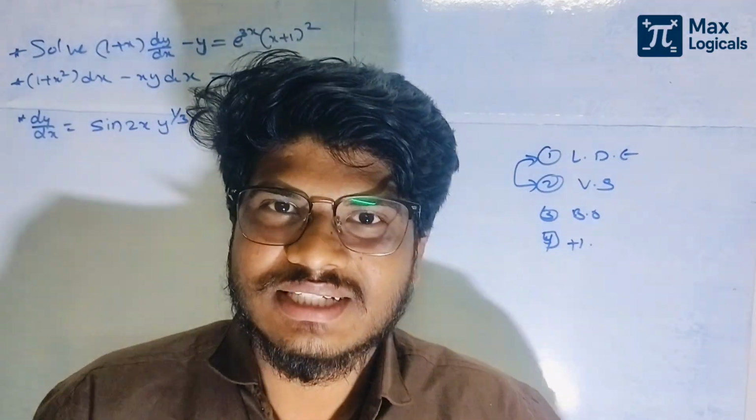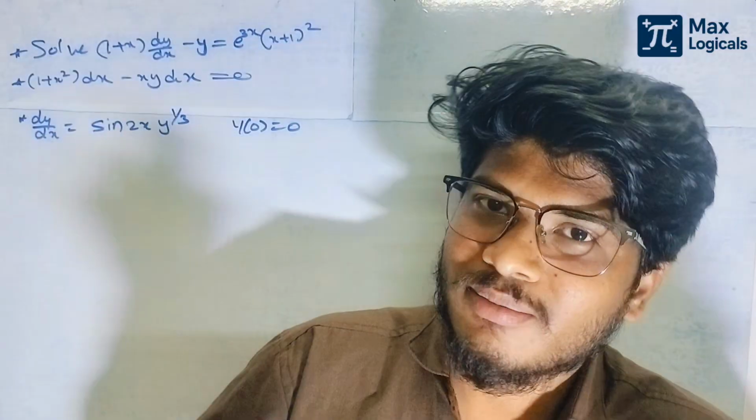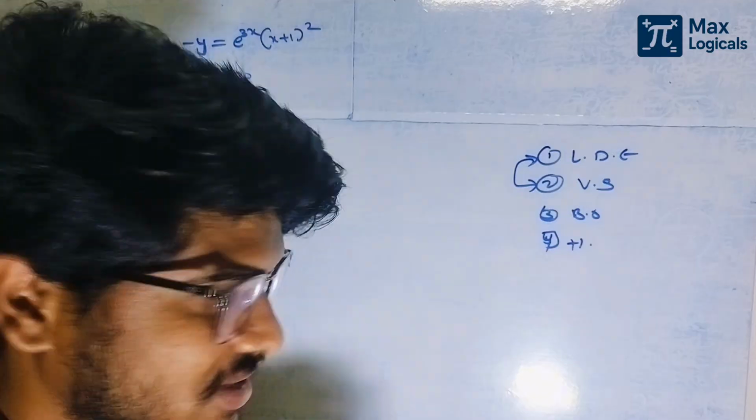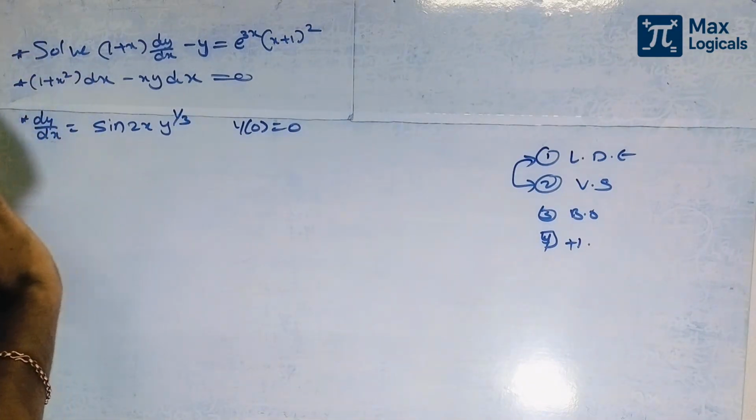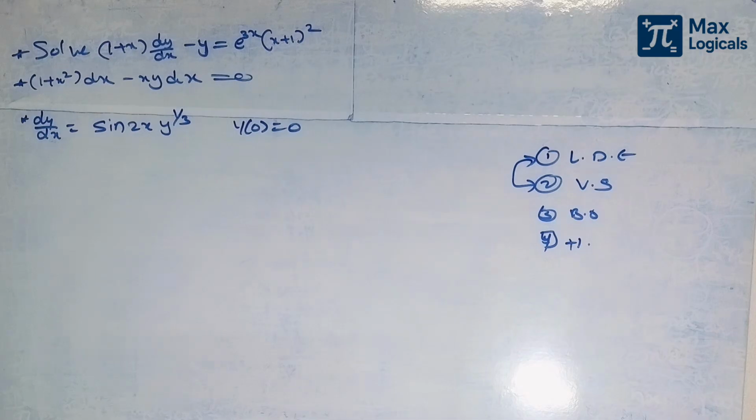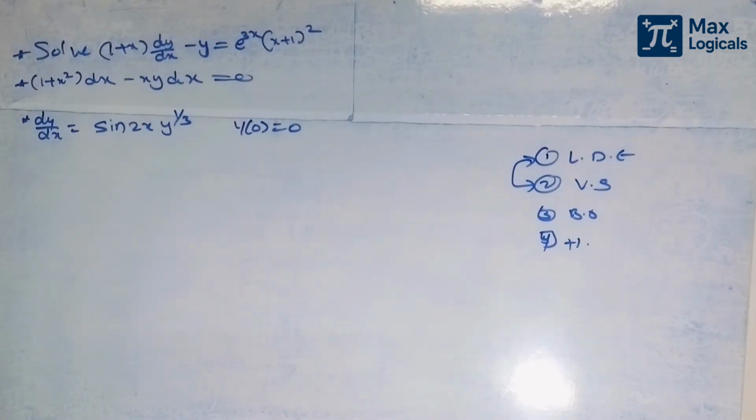In this lecture we will discuss how to find the solution of a differential equation by using the variable separable method and the linear differential equation method. We have three differential equations. The first one is (1 + x) dy/dx - y = e^(3x) (x + 1)^2, the second one is (1 + x^2) dx - xy dx = 0, and the third one is dy/dx = sin(2x) y^(1/3). We also have one condition, y(0) = 0, which we apply on the third differential equation.